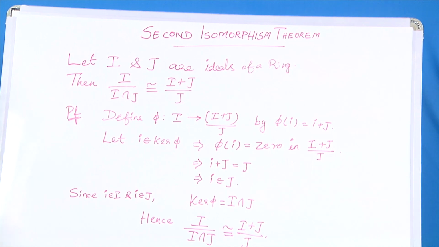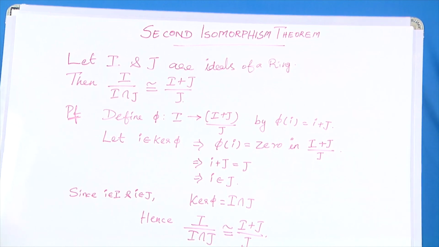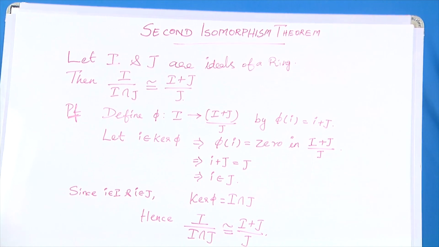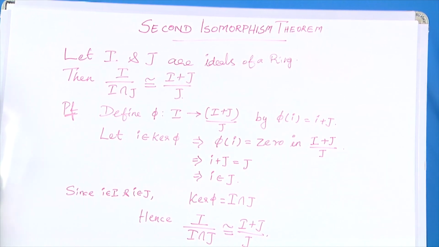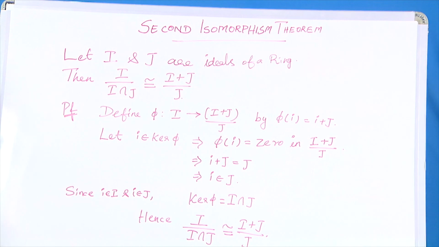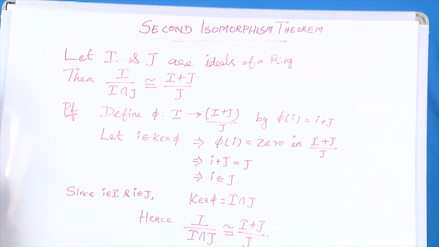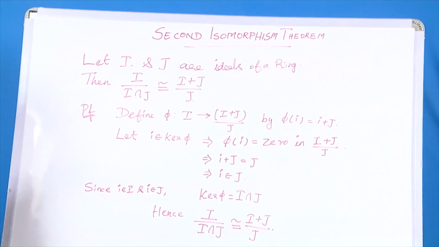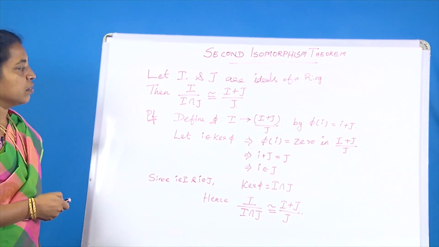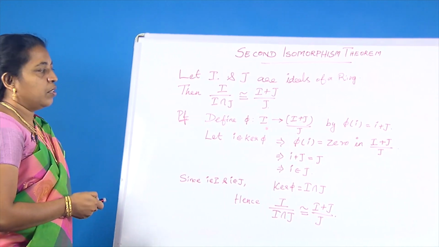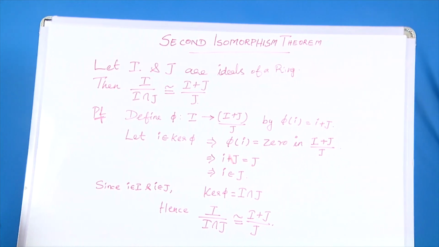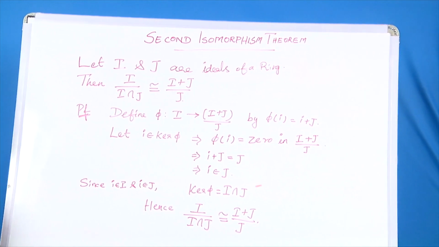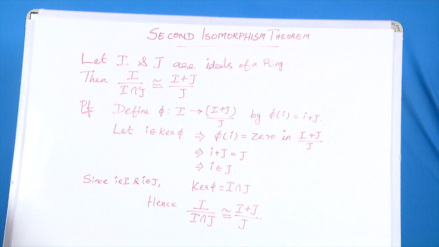Here we use the first isomorphism theorem to prove this theorem. By the first isomorphism theorem, we have the domain by kernel is isomorphic to codomain. So, to prove this, it is enough to prove that kernel of phi equals I intersection J.